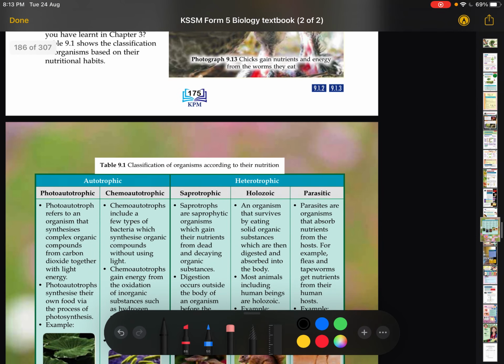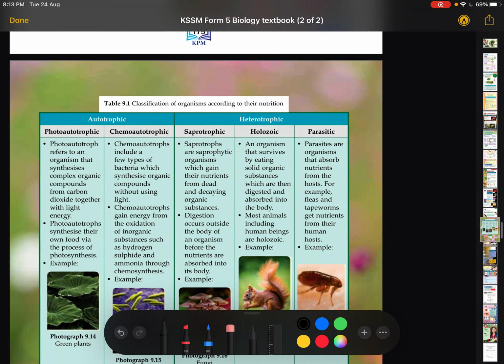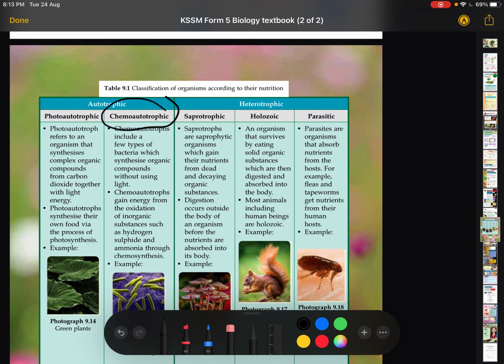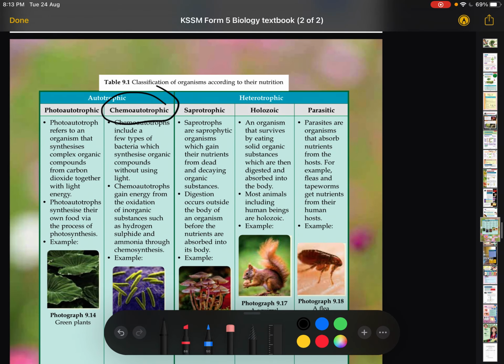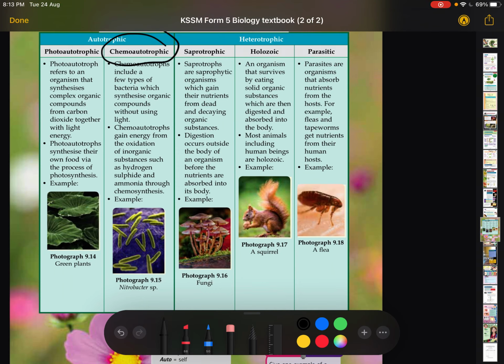Next is autotrophic and heterotrophic nutrition. So autotrophic means you make your own food. Heterotrophic means you must get food from other organisms. For autotrophic, there are two examples. I'll mention chemoautotrophic first because that's the less common one.